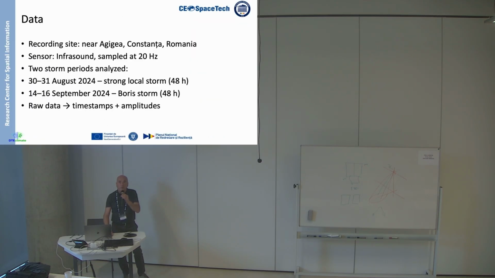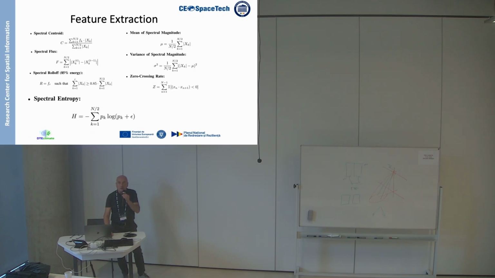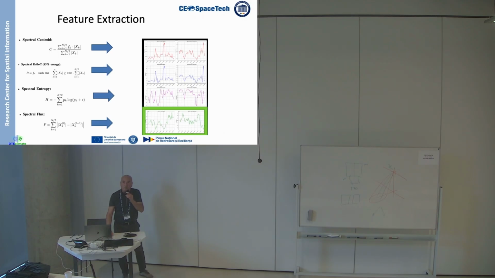That is infrasound measurements. We have infrasound sensors sampled at 20 Hertz, and we analyze streams of 48 hours during the strong storms affecting the Black Sea coastline. From these signals, we extract spectral parameters, again with Fourier analysis, characterizing the components of the infrasound. And these are examples of the parameters and their evolution over time.